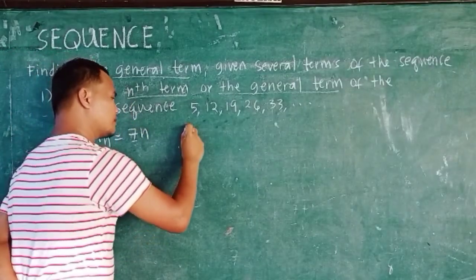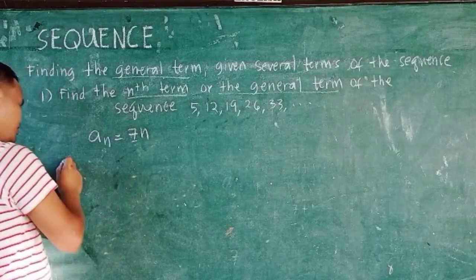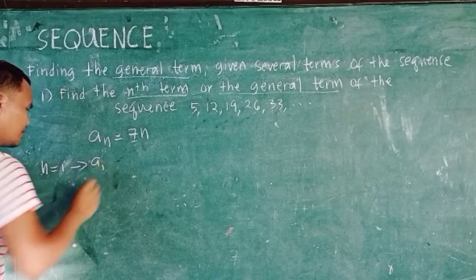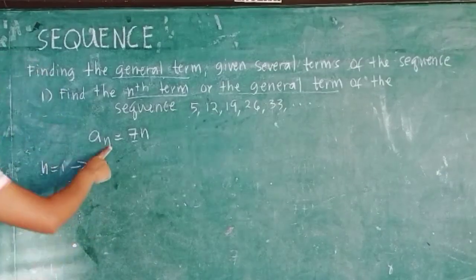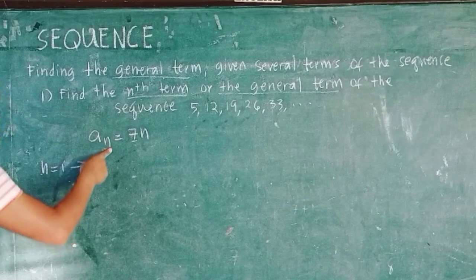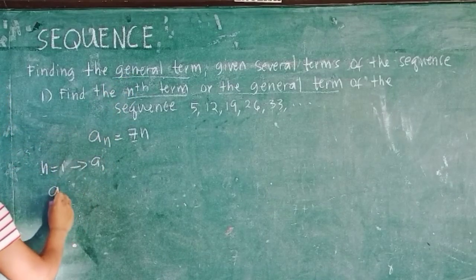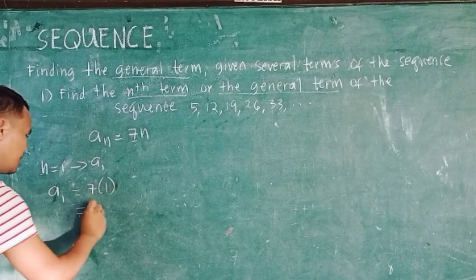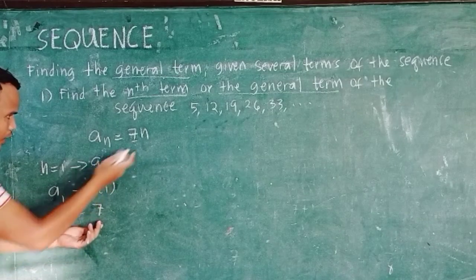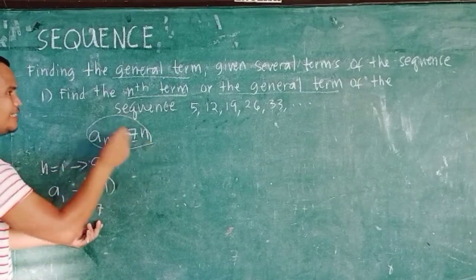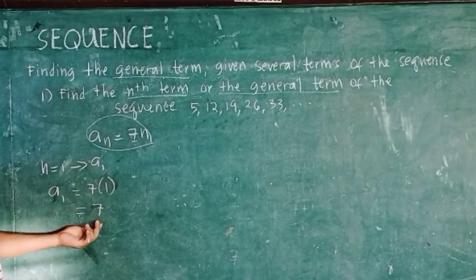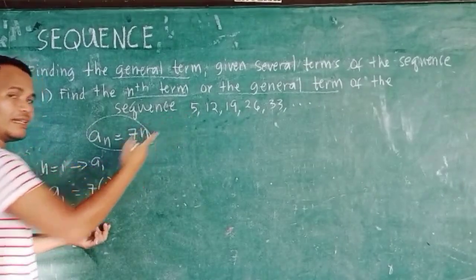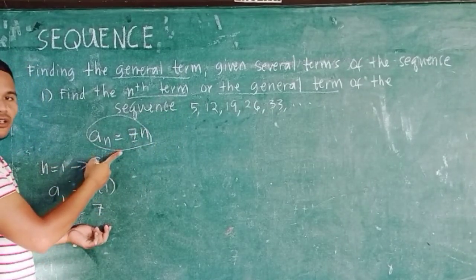Di ba, when we say n is equal to 1, it implies that we are finding the first term. So here, if we use this one as our general term, we have a sub 1 equals 7 times 1. 7 times 1 is 7. Now, if you observe, if we use this as our n term of this sequence and we find the first term, the result is 7, which is not true, or they're not equal. So this sequence is wrong.